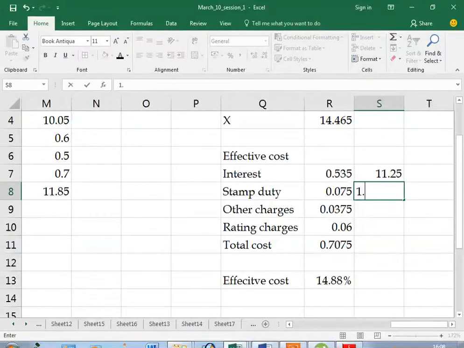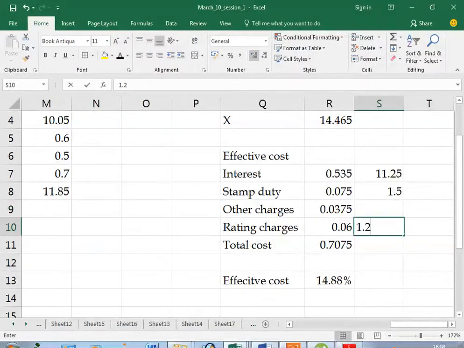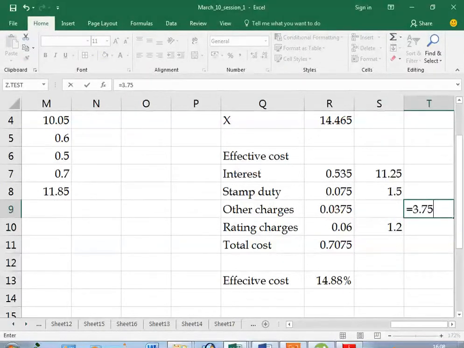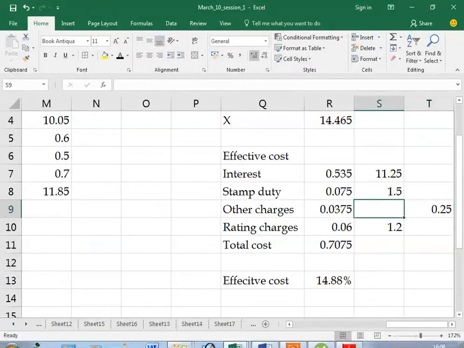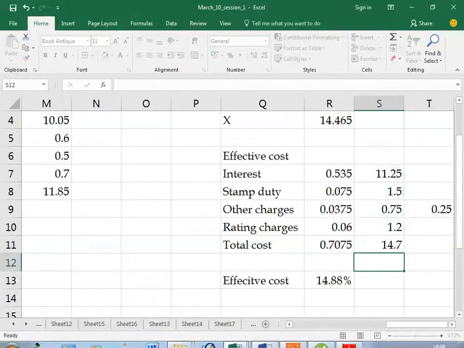0.5 for 4 months. So for a year it is 1.5. Rating charges 0.4, so 1.2, I'm multiplying with 3. I'm assuming all of this for 120 days, so I'm multiplying them with 3. And other charges was 3.75 lakhs. 3.75 on a base of 15 is 0.25%. So I'll take this as 0.75, into 3. This could have been another way of getting the effective cost, which is 14.7.